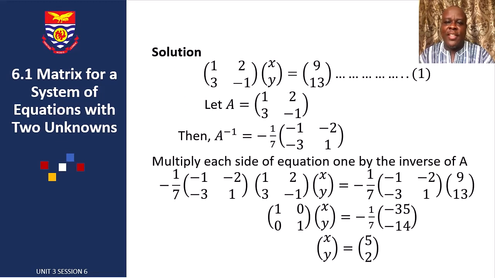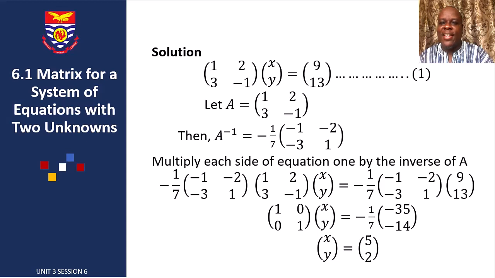To solve the system, we have to write the matrix equation. And to write the matrix equation, we have to isolate the coefficients from the variables. So the coefficients will form the matrix, and then it will be multiplied by the variables. So the coefficients are 1, 2, 3, negative 1. Then the variables are x and y. Then it will be equal to the constants. We call that equation 1.